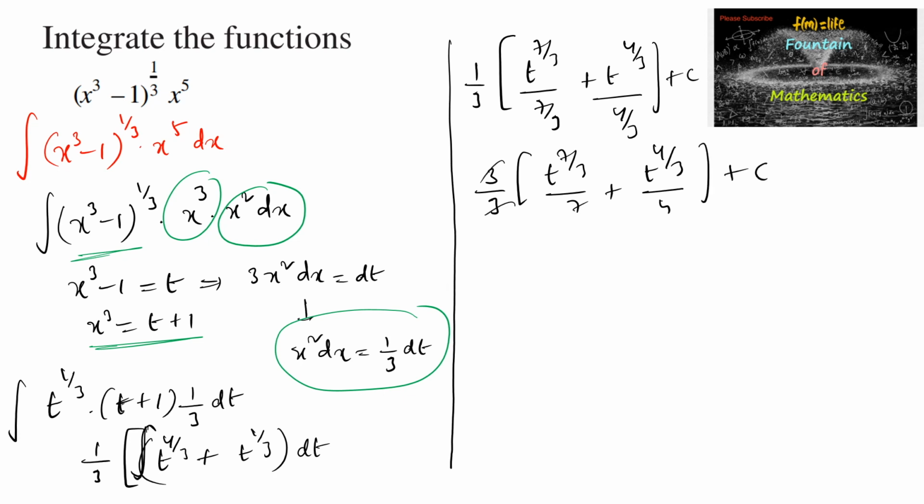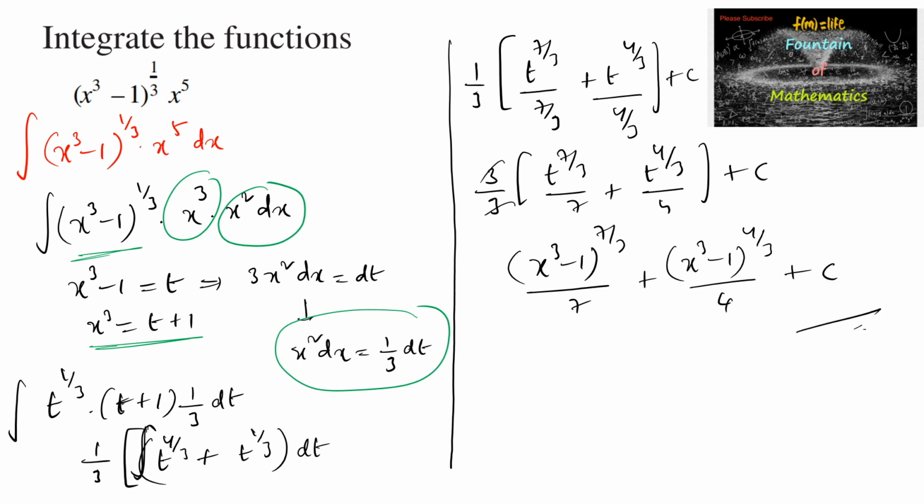So let us replace t as x power 3 minus 1. So x power 3 minus 1 to the power of 7 by 3 divided by 7 plus x power 3 minus 1 to the power of 4 by 3 divided by 4 plus c is the answer.